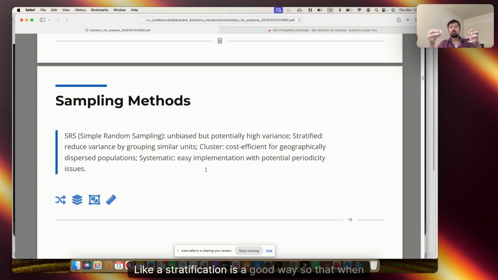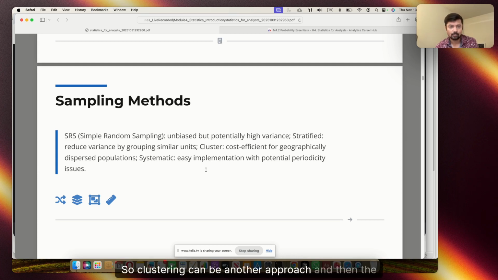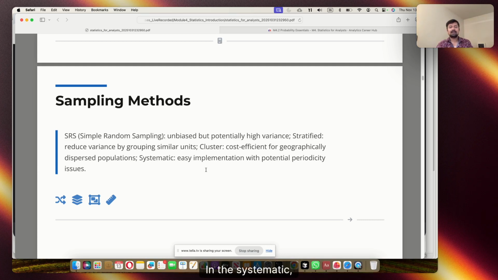Stratification is a good way so that when you are picking the random samples, you are telling the algorithm to pick instances from each group in the same proportion as in the original dataset. So you are reducing the variance by grouping similar units. Cluster sampling is another efficient method, which is cost efficient for geographically dispersed populations. And then there is systematic sampling, which is easy to implement but has potential periodicity issues.